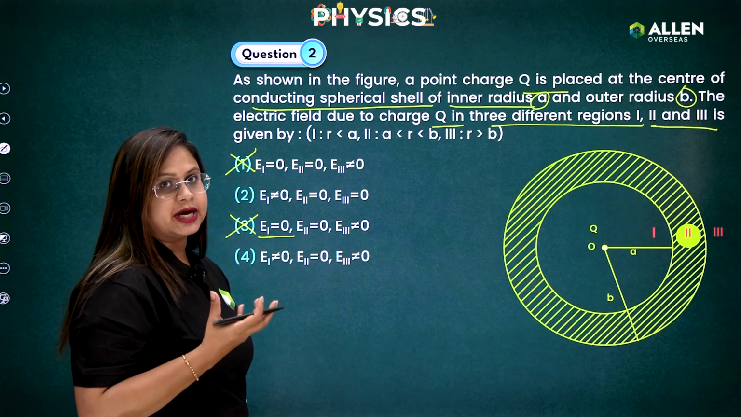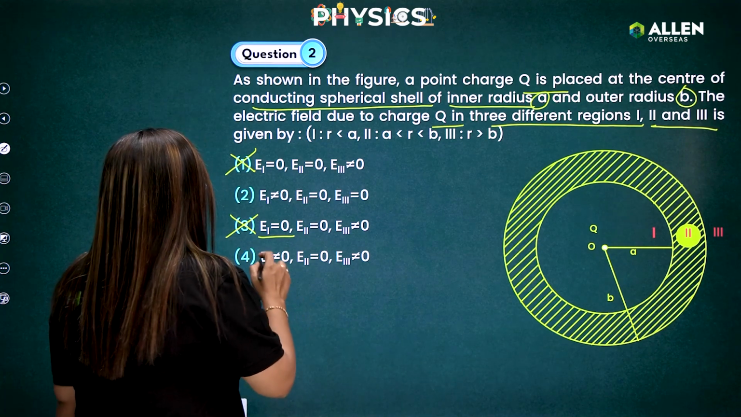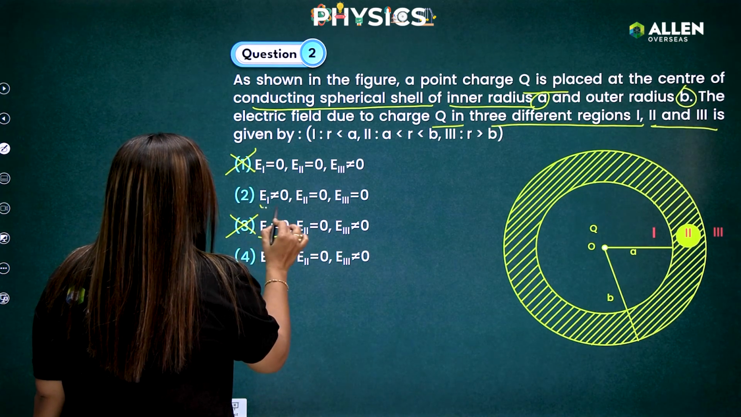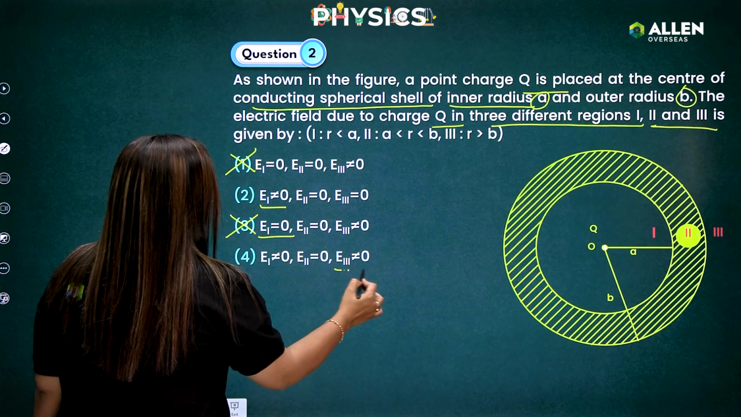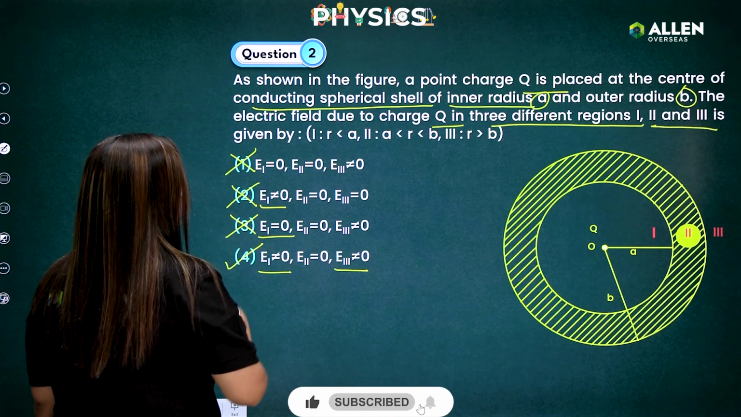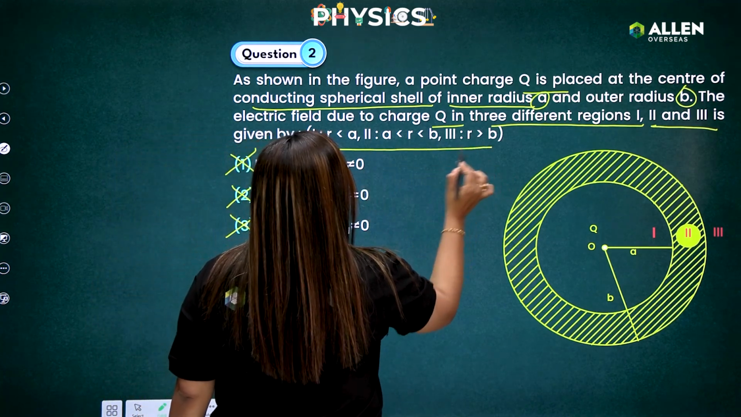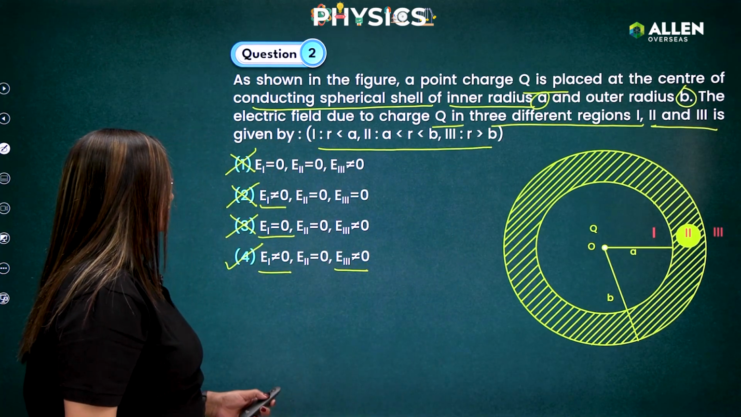equal to 0 because the charge is kept inside this conductor, and E1 is not equal to 0 and E3 is also not equal to 0. So the fourth option is the correct one and the second one is an incorrect option. And we got the electric fields for all the three regions in this case.